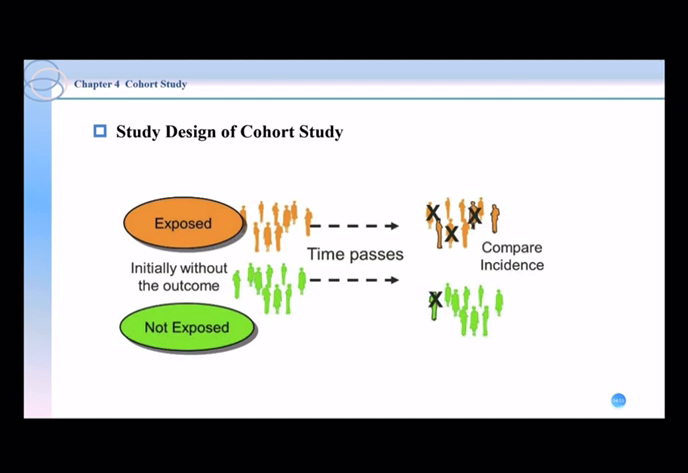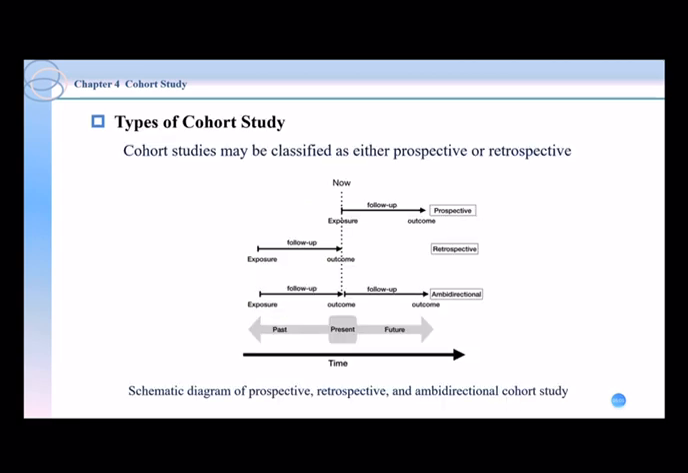This is just a figure to describe the study design of cohort study. And there are generally three types of cohort study, including prospective study and retrospective study, and another one that combines both prospective and retrospective study, which we call bidirectional cohort study.